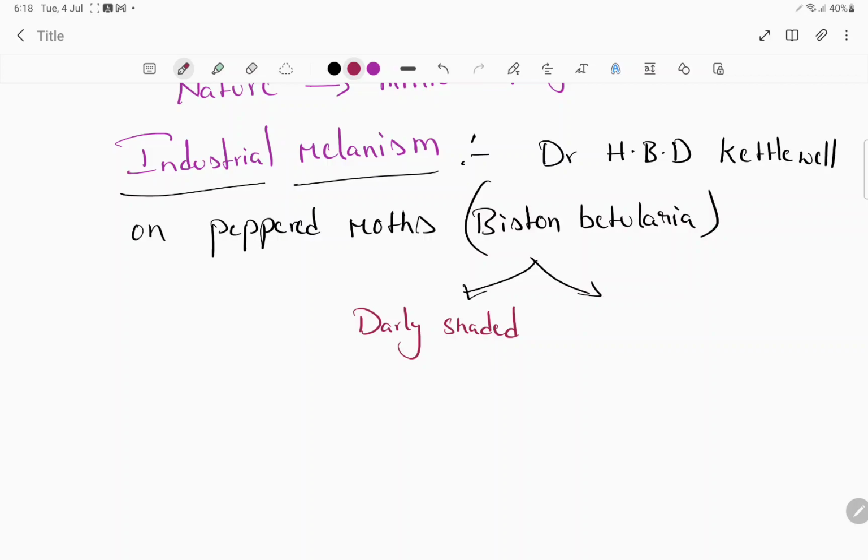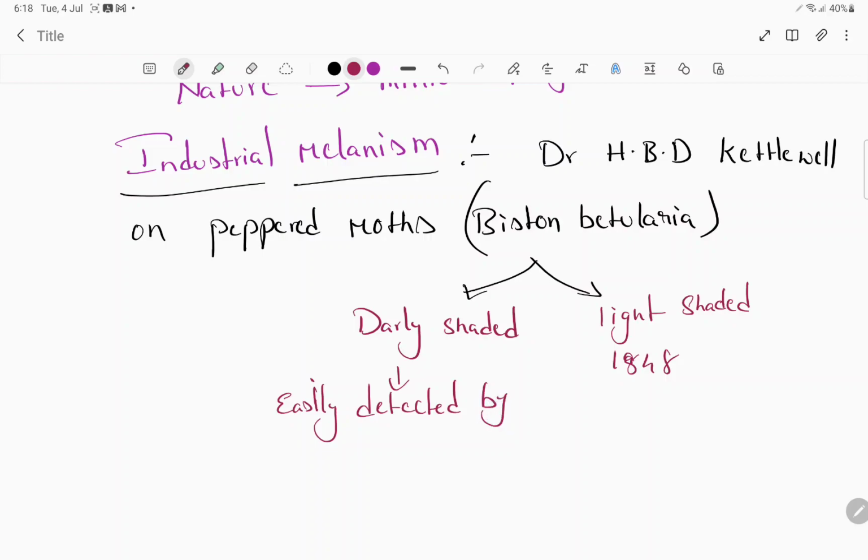Before 1848, light colored moths were predominant in England. They are camouflaged against the light background, because the tree trunk is covered by lichens. The melanic moths can be easily detected by diurnal birds and consumed.